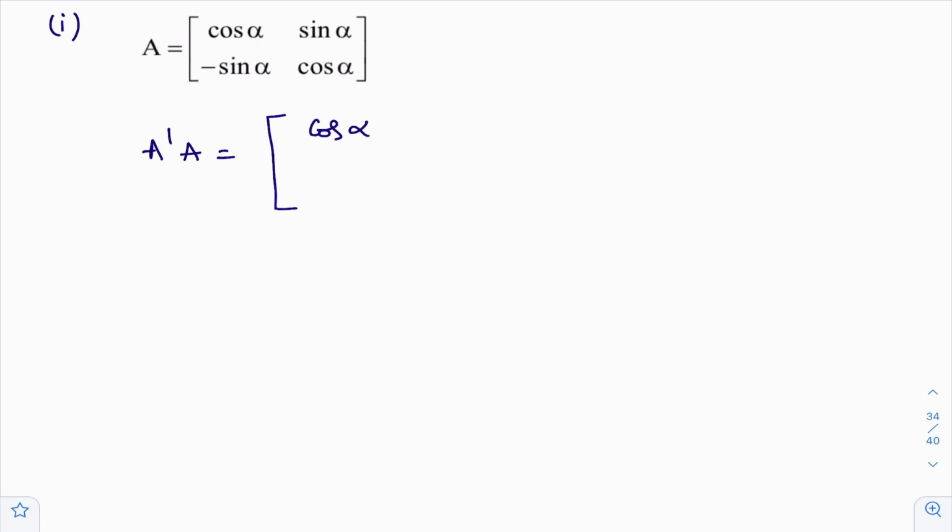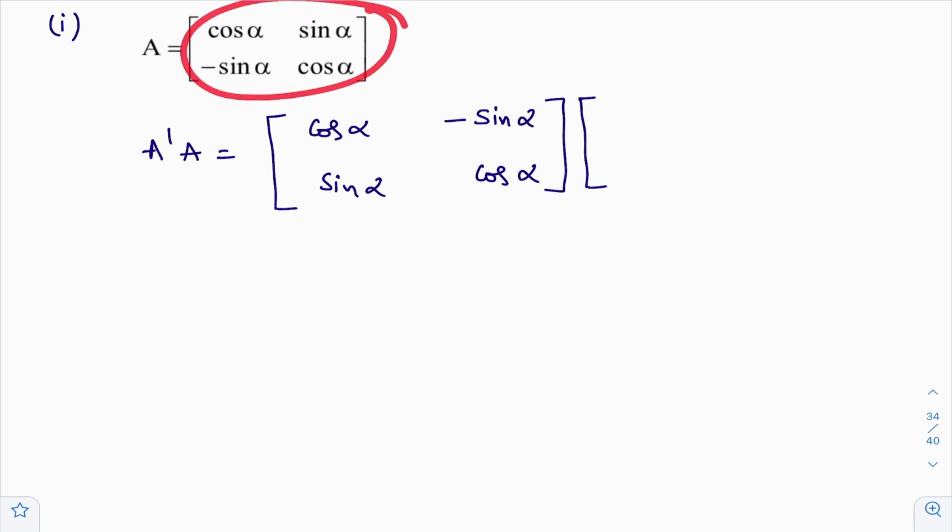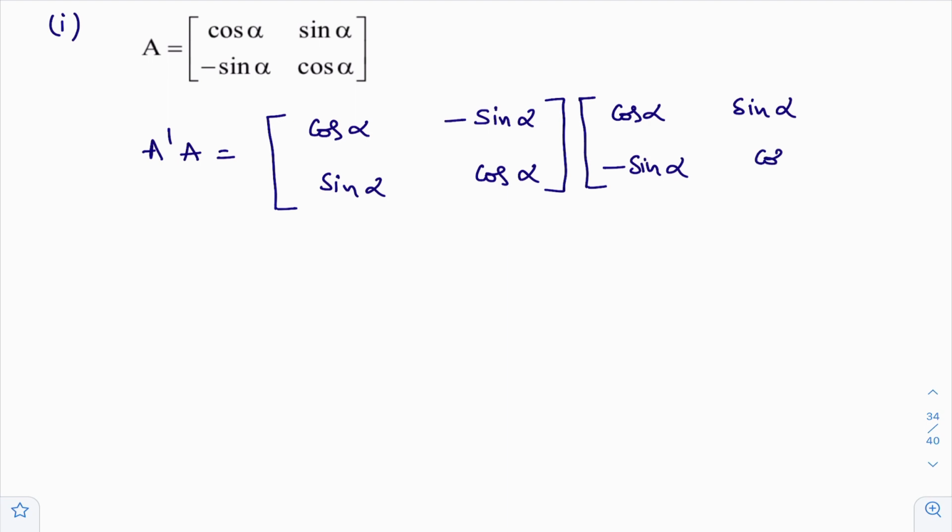Cos alpha, sin alpha. Okay. This is the second row, so write it as a second column: minus sin alpha, cos alpha. Okay. Now, what is this? This is A transpose into matrix A. This is matrix A, right? Cos alpha, sin alpha, minus sin alpha, cos alpha. Now I need to multiply these two matrices.